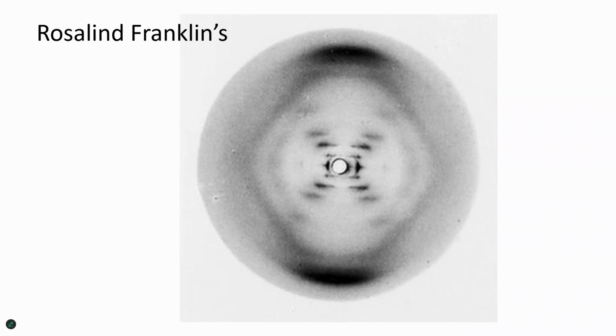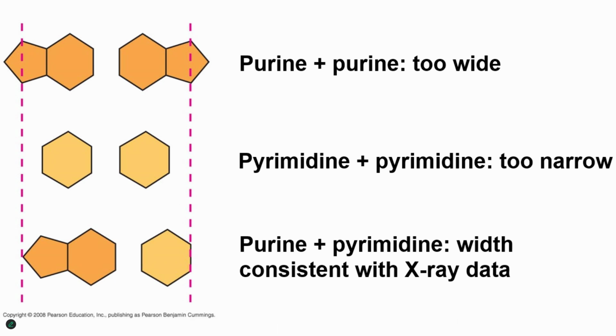The other thing, Rosalind Franklin's picture, photo 51, is another thing that Watson and Crick used to figure out the structure of the DNA molecule. The pattern showed them that it's a double helix. The other piece of information that they got from this diagram is how wide the DNA molecule is. And knowing the width, they can then figure out which bases would fit into that particular width.